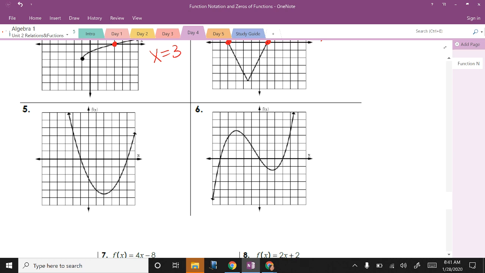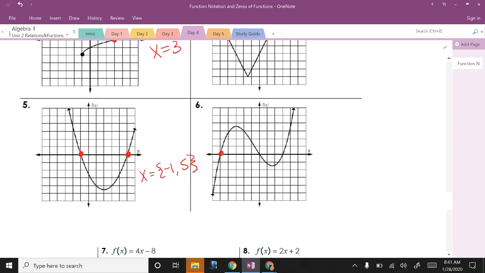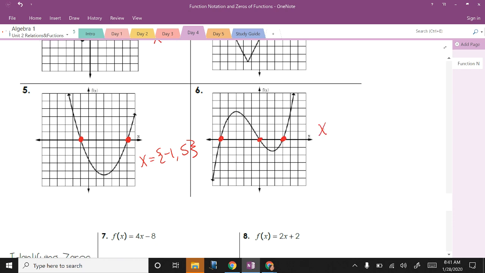All right, number 5. How many x-intercepts do we have on number 5? 2. One right here and one right here. What are the x values? -1, +5. How many x-intercepts does number 6 have? 3 of them. There, there, and there. So what are the x-intercepts on number 6? -5, 0, 3. I like to go left to right, but as long as you list them, I don't care.